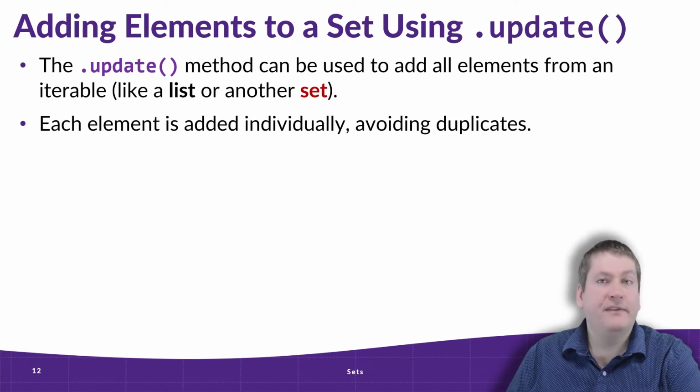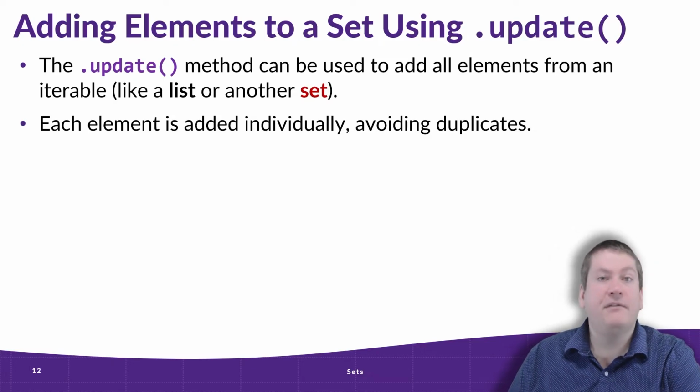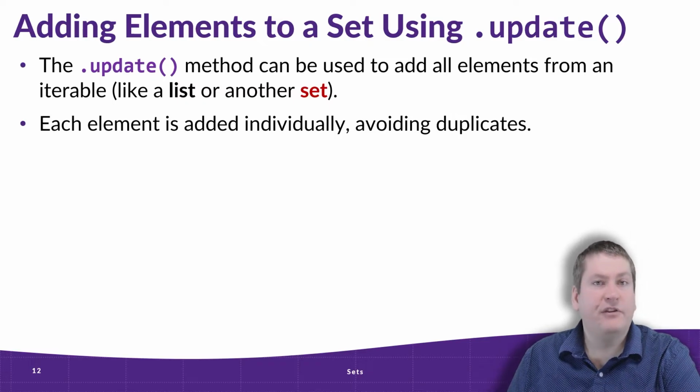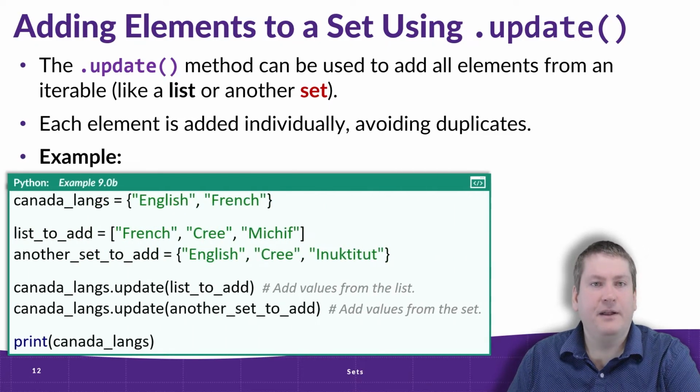Another way we can add new elements to a set is with the update method. The update method takes a single argument, and this argument is an iterable. That's a collection that we can loop over, like a list, a tuple, a string, or even another set. And what it does is it's going to add each element from that collection to our set, avoiding any duplicates. So if there's any duplicate values in those collections we're trying to add, they'll just be ignored. Let's take a look at an example.